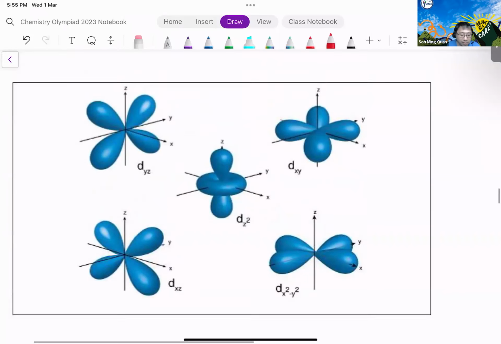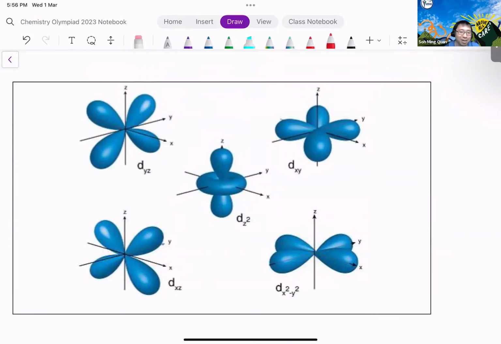Now you can see it sounds like maths: x squared minus y squared, z squared. You are right, this is maths. If you go on to do more mathematics at A level, let's say you take further mathematics, you will learn the type of mathematics you need to solve equations, and the solution to the equation gives you the shape of these orbitals. Right now you're doing A maths, right?